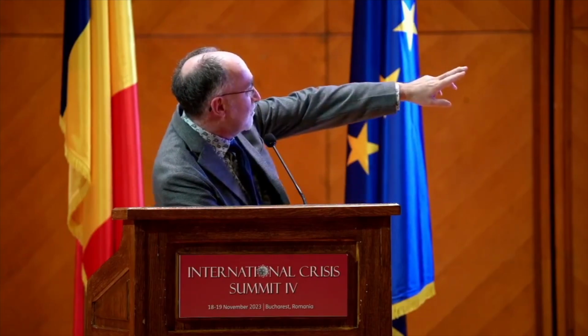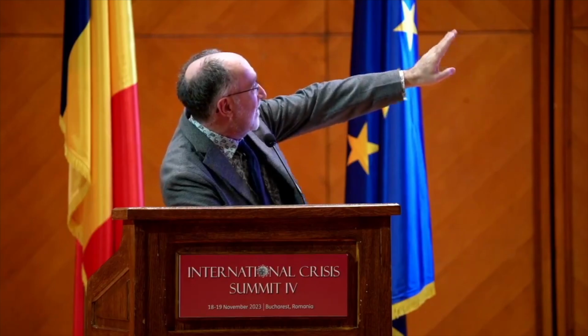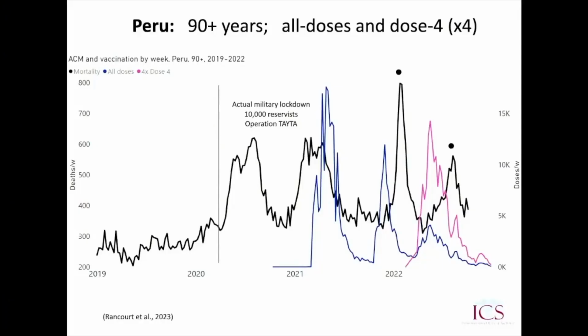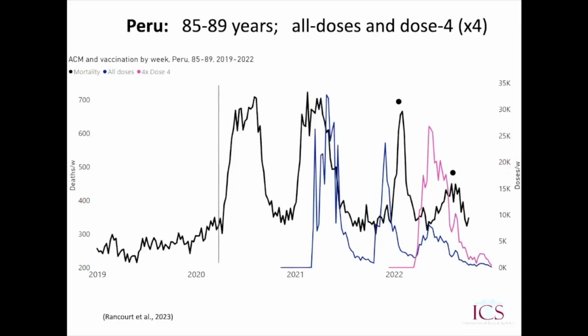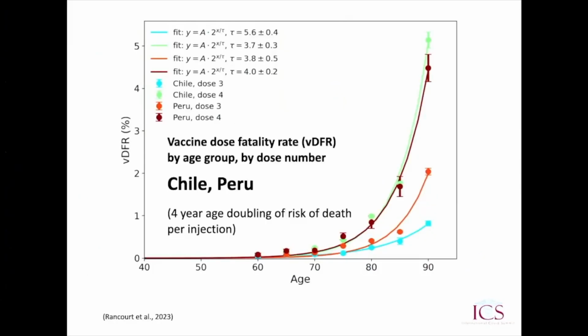So we looked at Peru. You can see the massive peak there in Peru due to the military coming in. Here, this is the 90-plus age group. You can see the doses being rolled out. The one in color is the fourth dose, the peaks that are associated with it. And then we follow it as a function of age. All the way down, we've got a lot of good data. And then we do a graph of what happened in Peru.